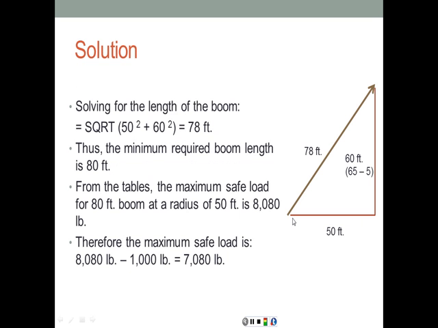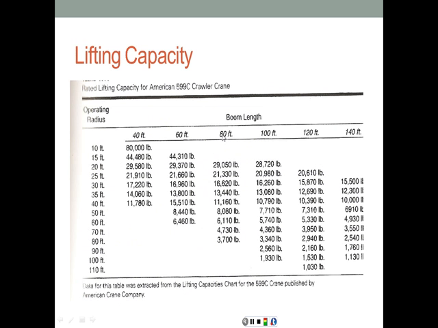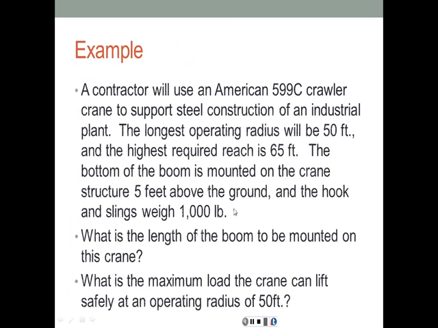Using the Pythagorean theorem, we get that this hypotenuse is equal to 78 feet. So we're going to use a boom that's 80 feet, because we have booms of 50, 80, and so on. From the table, we're going to use an 80-foot boom, and with a 50-foot radius, the load can be up to 8,080 pounds.